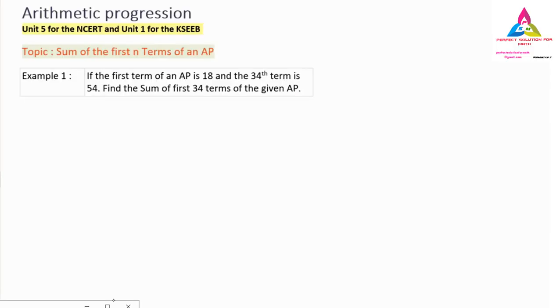Coming to the first example, they have given that if the first term of an AP is 18 and the 34th term is 54, find the sum of first 34 terms of the given AP. The same question I had given for you, with the first term as 10 and the 44th term as 44, and I told you to find the sum of 44 terms. But in this case I have changed the numbers a little bit, that's all. So how to solve this?